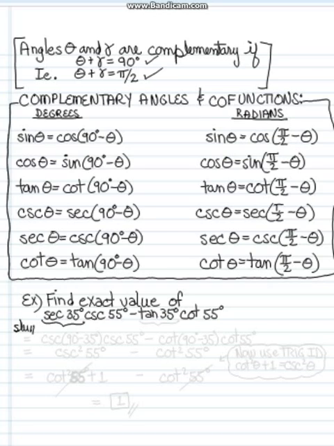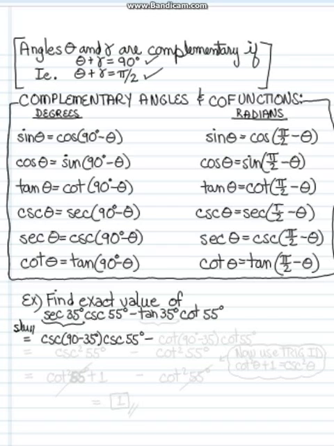So I'm going to re-express secant of 35 degrees as the cosecant of 90 degrees minus 35 degrees, because 35 degrees is my theta. And don't forget to bring down the cosecant of 55 degrees, that's the factor, and then bring down the minus sign. Now let's talk about the second term, tangent of 35 degrees times the cotangent of 55 degrees. I'd like to express that as just one type of trigonometric function.